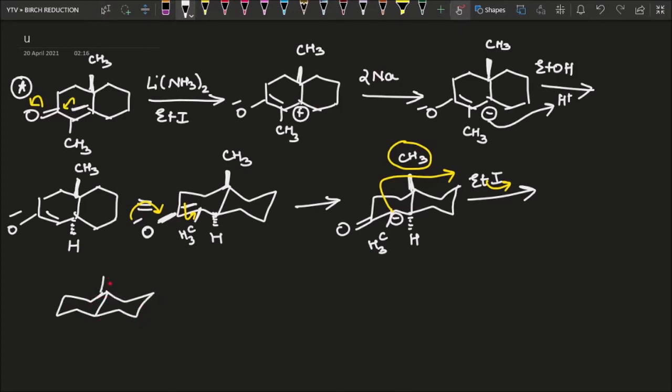we have one CH3 on the top and then one hydrogen at the bottom, and here we have a double bond O, and this negative charge is going to attack the ethyl group, and the ethyl group is going to get attached from the bottom, because the methyl group is a bulky group present on the top position, right? And this CH3 will automatically go to the wedge position. So this is our final product.